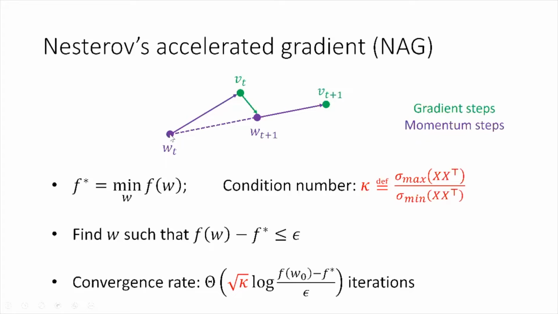So we want to shoot further in this direction, and this is called a momentum step, and this gives us Vt plus 1. Okay, so in the notation that we just established in the previous slide, where f star stands for the minimum value of f, and kappa stands for the condition number of XX transpose, the convergence rate of Nesterov's accelerated gradient descent turns out to be a square root of condition number times a logarithmic factor, whereas for gradient descent, it was linear in condition number, right?